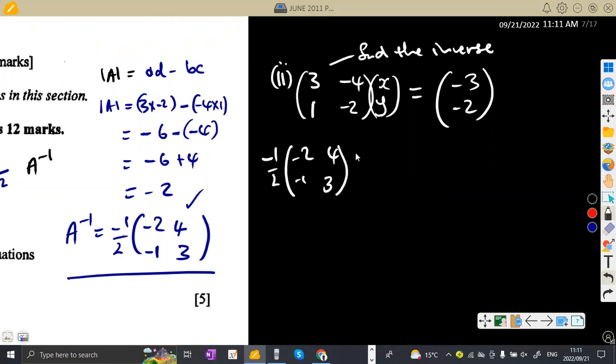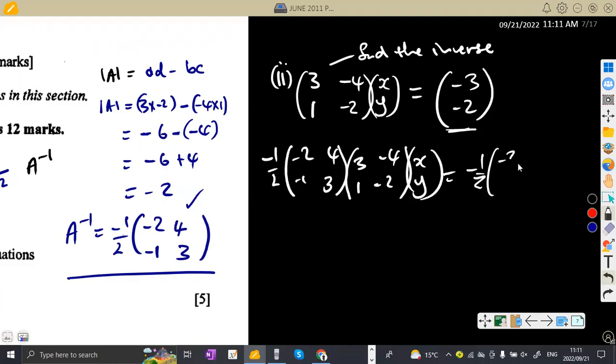So this is your inverse times everything as it was, 3, 1, minus 4, minus 2, multiplied by x y, is equal to the same inverse. You multiply it on the other side. So it's going to be minus 1 over 2 into minus 2, minus 1, 4, 3, multiplied by minus 3, minus 2 like this. Okay.